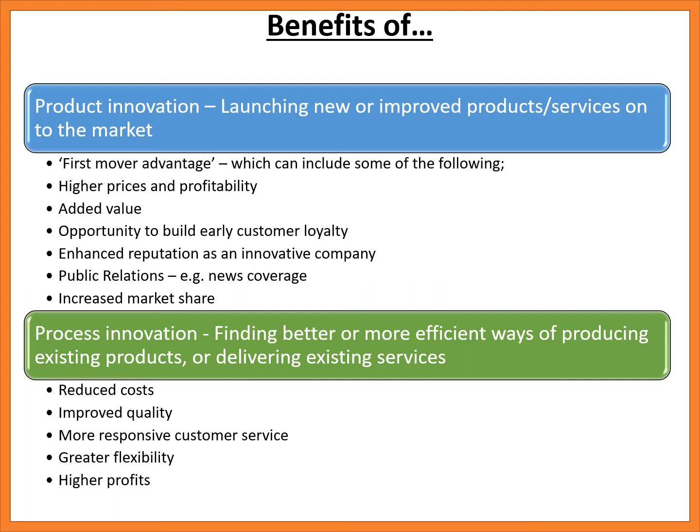But then we've also got process innovation, which is finding better or more efficient ways of producing existing products or delivering existing services. So this would be things like reducing your costs, being able to improve the quality, more responsive customer service, greater flexibility, and therefore that will lead to higher profits, which is why Samsung were able to take over a little bit more. They took the product that iPhone had brought out, they copied a few of the ideas, and then they innovated further, and they actually stretched themselves a lot further, so that now they are the ones who are producing a lot more innovative ideas, where iPhone tends to be the one trying to catch up.